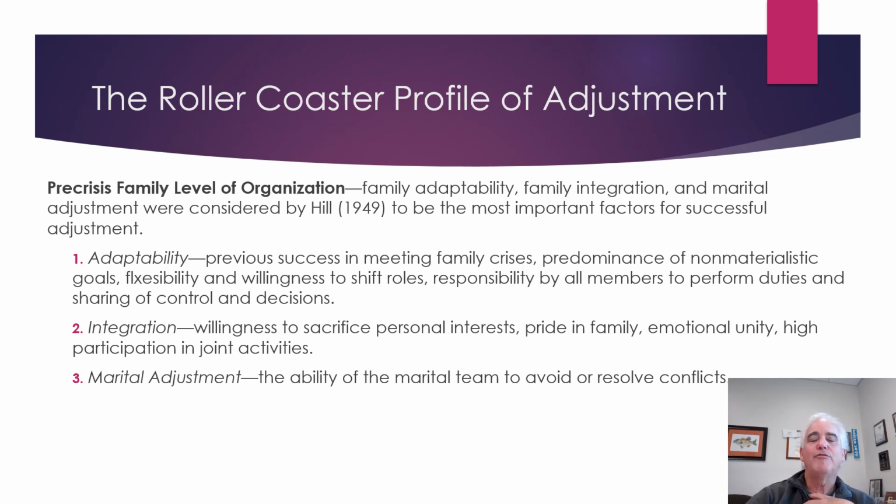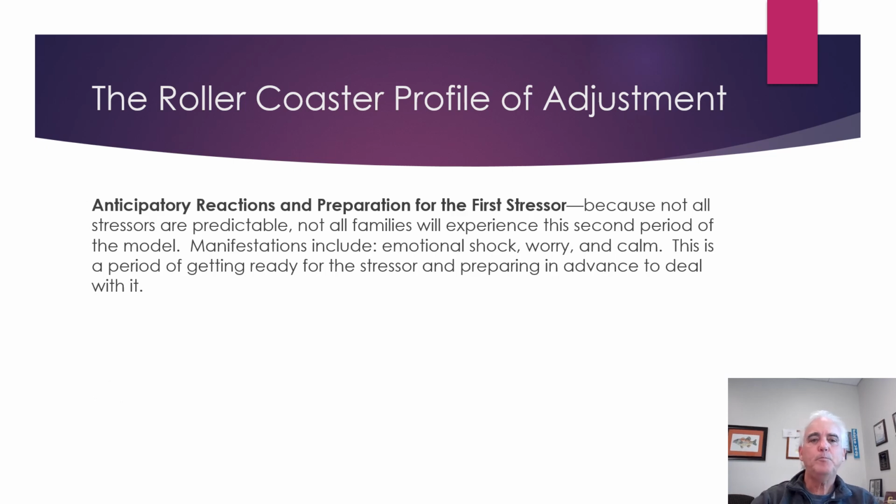The willingness to sacrifice their personal interests, pride in the family, emotional unity, and high participation in joint activities. In other words, they are functioning well together. And then marital adjustment is the ability of the marriage team to avoid or resolve conflicts. In other words, is the marriage team working well together?